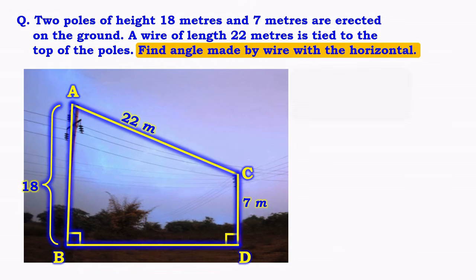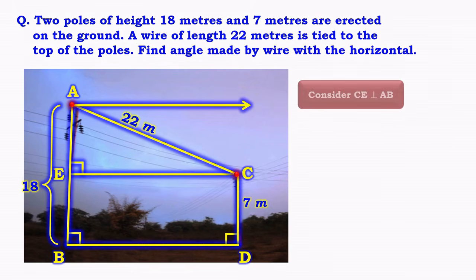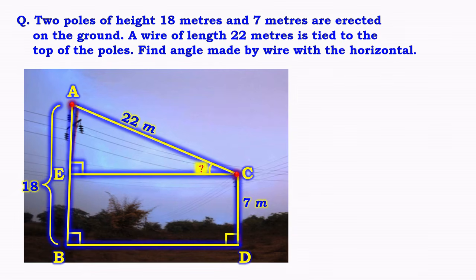Similarly, C represents the top of the shorter pole and D represents its foot. The height CD is 7 meters. The wire AC has a length of 22 meters. We can draw horizontal lines from point A as well as from point C. Now, consider CE perpendicular to AB. Since AB and CE are both vertical lines and AE is horizontal, the line CE is drawn perpendicular to AB.